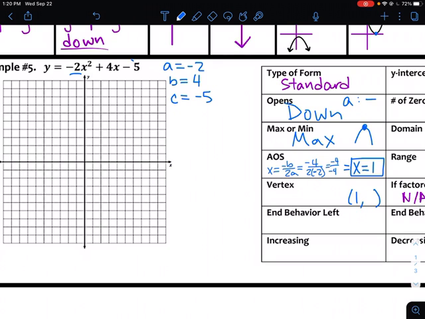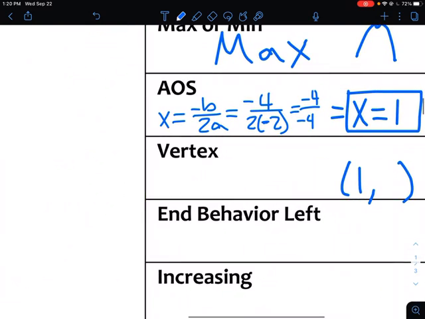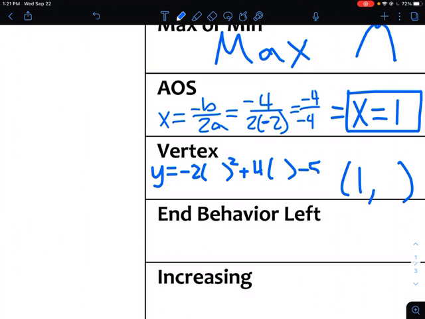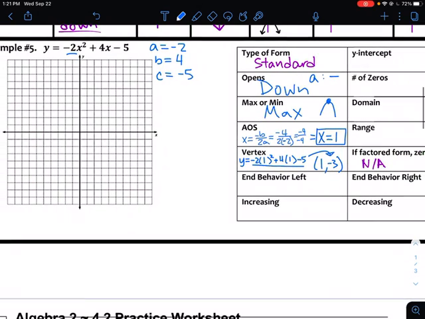So now I already know in my vertex x is 1. I just need to find the y. So I'm going to go ahead and plug it back into that equation up here. So we will have y is equal to negative 2 times x squared plus 4 times x minus 5. And our x here is a 1. So once I put this into my calculator, you guys are going to get the answer of -3. So let's plot a couple of these things. Let's at least plot the vertex here, 1, -3.